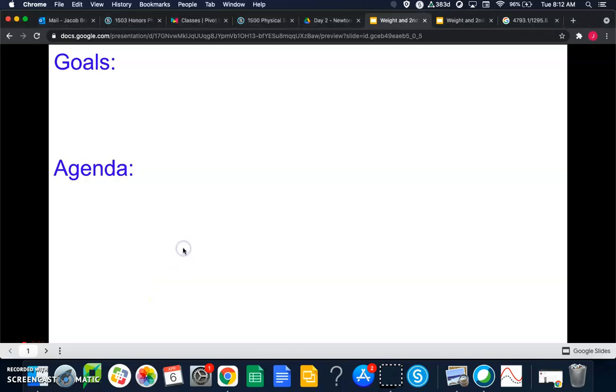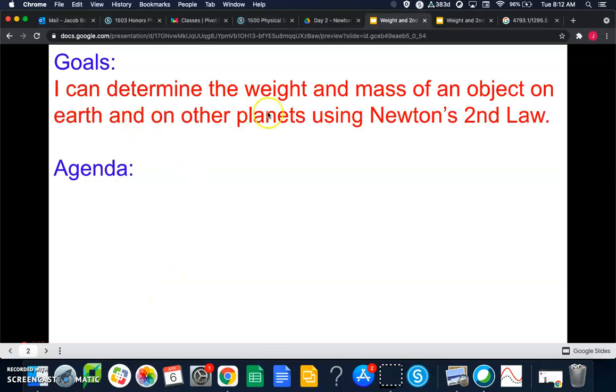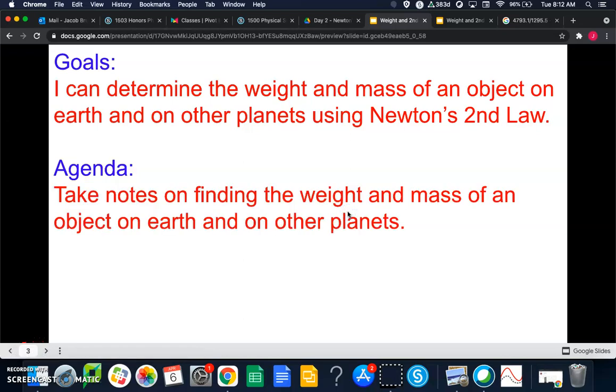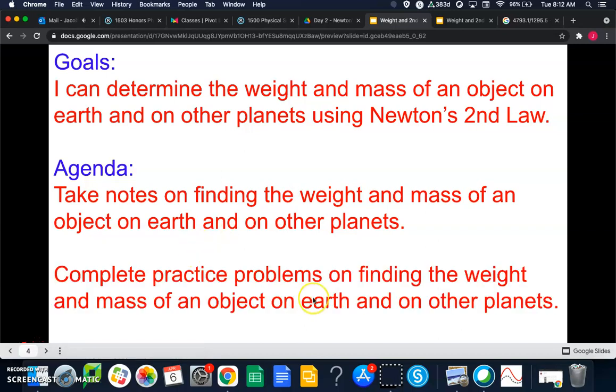Okay, so goals for today. I can determine the weight and mass of an object on Earth and on other planets using Newton's second law. Agenda for today, you're going to take notes on finding the weight and mass of an object on Earth and on other planets. Then you're going to complete practice problems on finding the weight and mass of an object on Earth and on other planets.